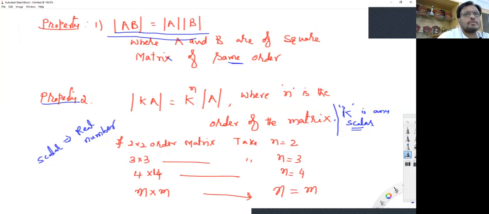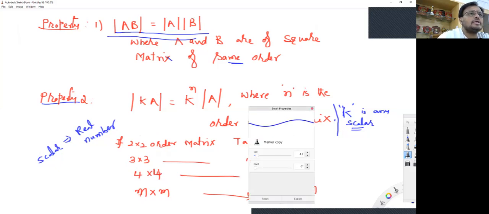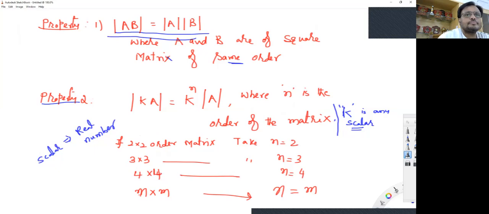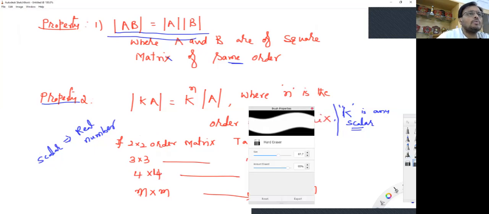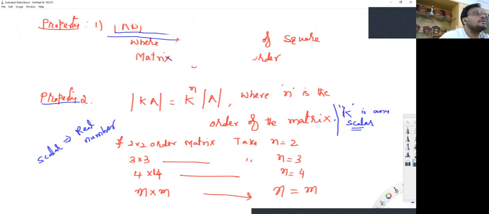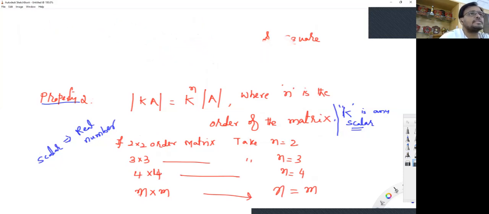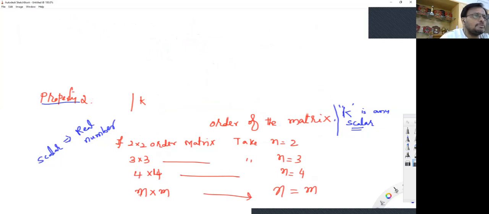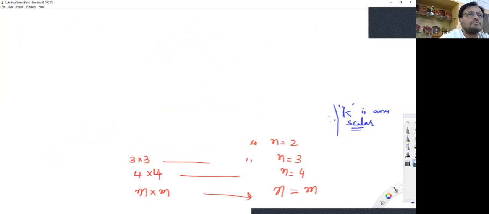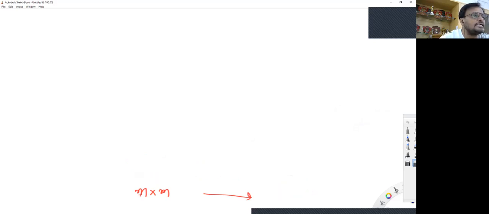So dear students, before going to start second order and third order matrix determinants, once again I'd like to review how the determinant of a second order matrix can be evaluated. By taking the product of principal diagonal elements minus the product of secondary diagonal elements. So very simple.